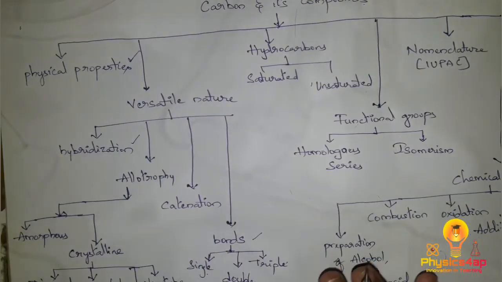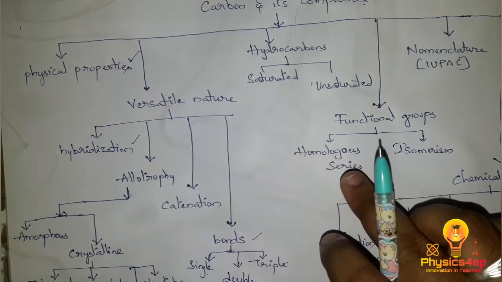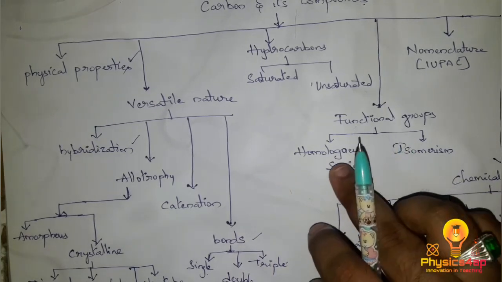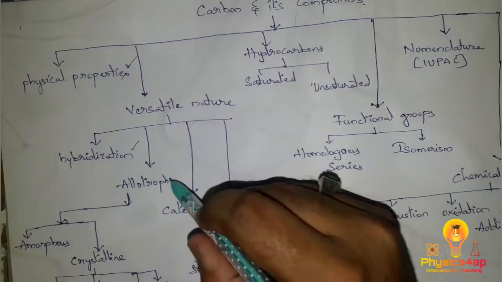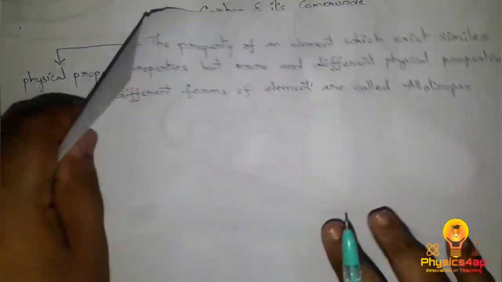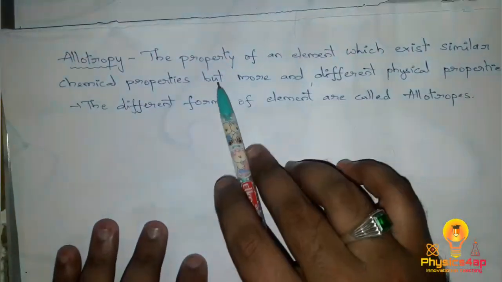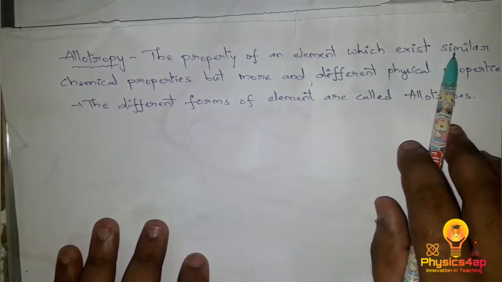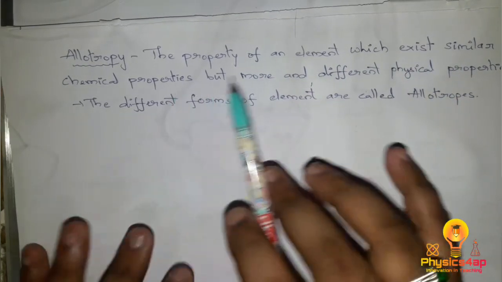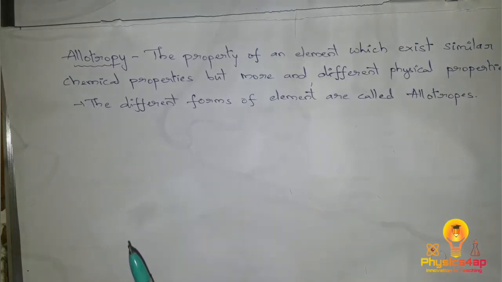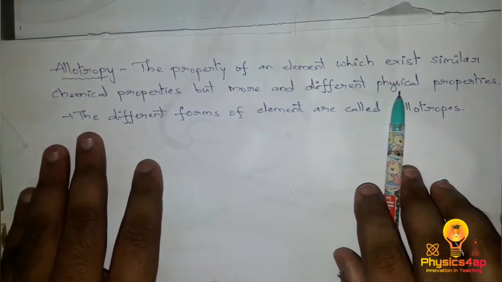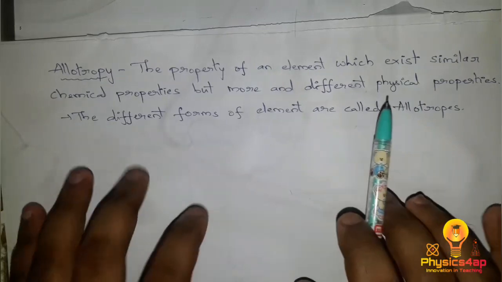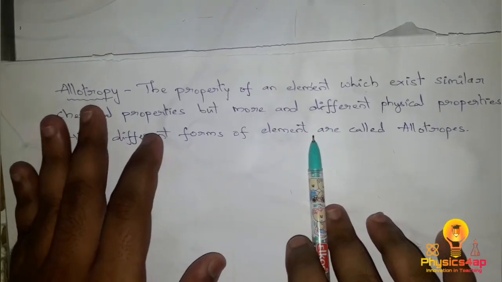We have discussed the physical properties and the versatile nature, and next we will discuss allotropy. So what is meant by allotropy? Allotropy is a property of an element whose forms have similar chemical properties, made up of carbon compounds only, but their physical forms and physical properties are different. That property is called allotropy.